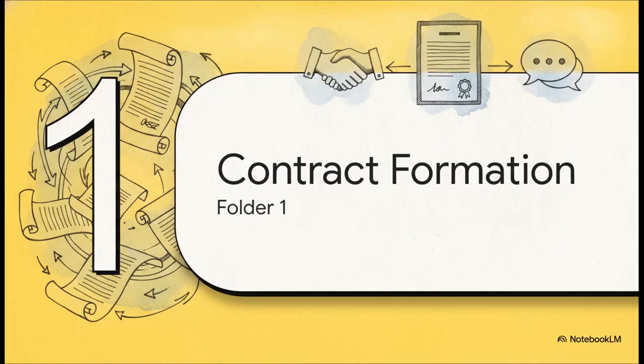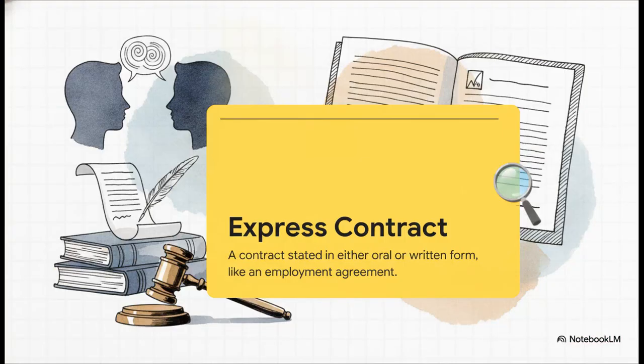Okay, let's open our first folder, contract formation. This section answers a basic question. Exactly how is an agreement brought to life in the first place? Well, the most obvious type is an express contract. This is where an agreement is explicitly stated in either oral or written form. Think of a standard written employment agreement, right? Both parties clearly speak or write out the exact terms, leaving absolutely no room for guessing.